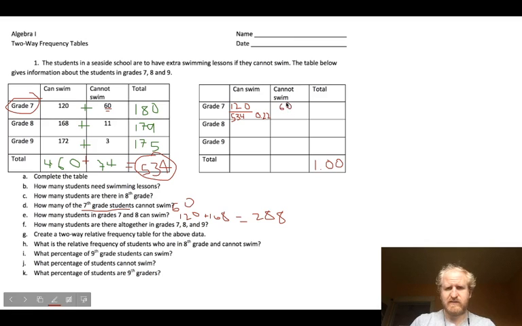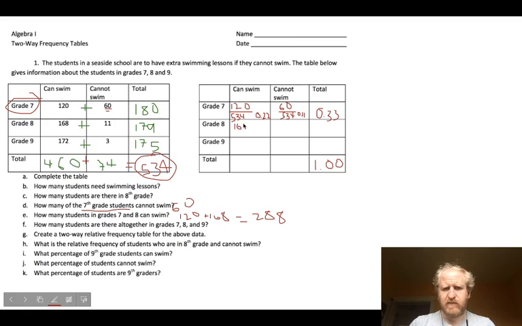60 divided by 534. What's 60 divided by 534? 0.11. And then the total just means you could add the two decimals together. So you got 0.33. And we'll check to see what that means here in a sec. All right, so let's keep going.